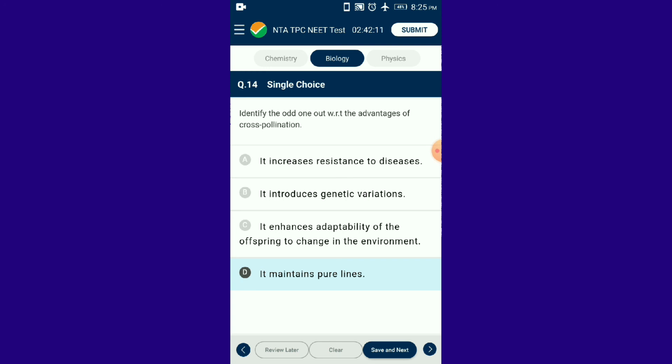Cross pollination maintains pure lines. So that is the odd one.